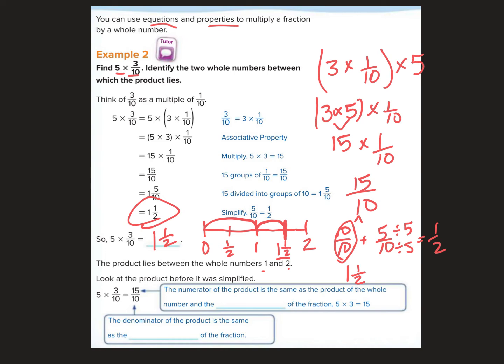Okay, what does it say down here? The numerator of the product is the same as the product of the whole number and the blank of the fraction. And the numerator. Look at this. Did you see that? The numerator of the product, which is this guy here, is the same as the product of the whole number multiplied by the numerator of the fraction. 5 times 3 is 15.